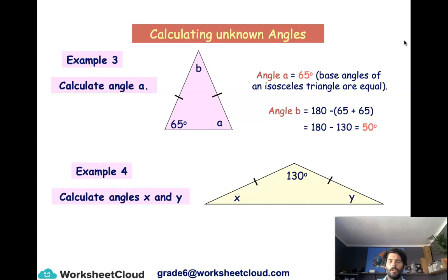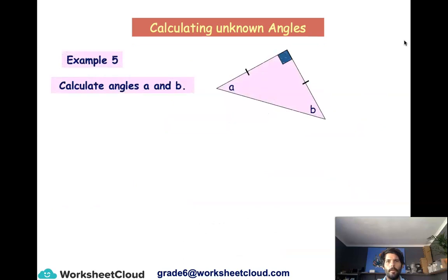Okay, and then your last example, go ahead and work that one out. Absolutely correct if you had recognized that that yellow triangle is an isosceles triangle, and that x and y are going to be equal. So I need to say 180 minus 130, which gives me 50, and I need to divide that 50 by 2, and that's going to give me an angle of 25 degrees. So angle X and angle Y are both 25 degrees.